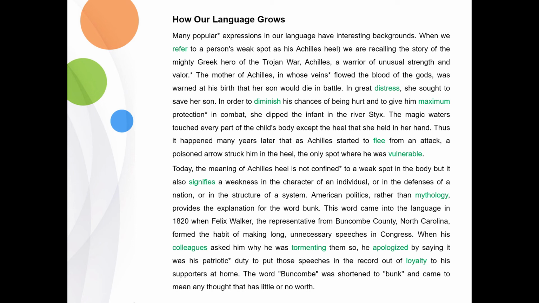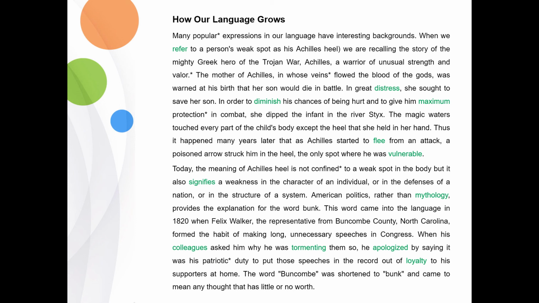Thus it happened many years later that as Achilles started to flee from an attack, a poisoned arrow struck him in the heel, the only spot where he was vulnerable. Today, the meaning of Achilles' heel is not confined to a weak spot in the body, but it also signifies a weakness in the character of an individual, or in the defenses of a nation, or in the structure of a system.